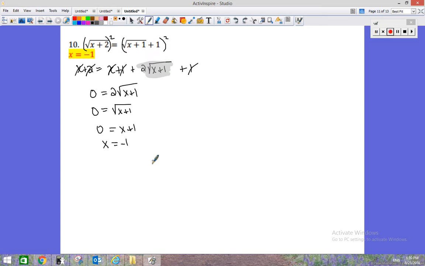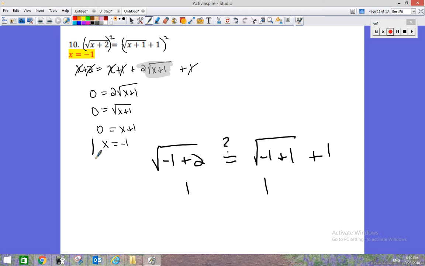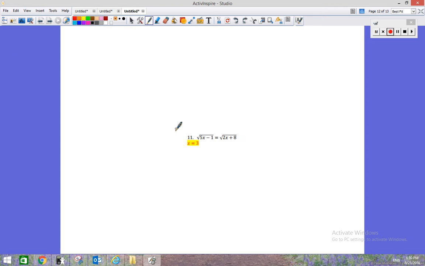On the left hand side, we've got negative 1 plus 2. That's a positive 1, and the square root of 1 is 1. On the right hand side, we have negative 1 plus 1, which is 0, and 0 plus 1 is 1. So this guy does check, and that's in my solution set.